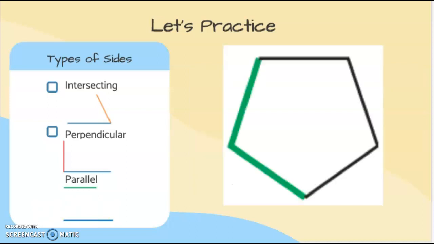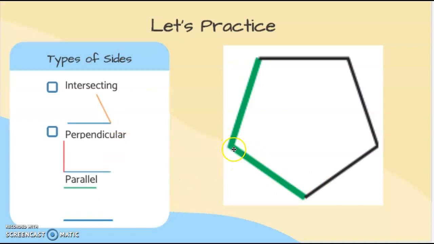What about these lines here? Let's see what kind of shape it is first. 1, 2, 3, 4, 5. Five-sided shapes are pentagons. So this pentagon, what kind of lines do they have here? Are they intersecting, perpendicular, or parallel?